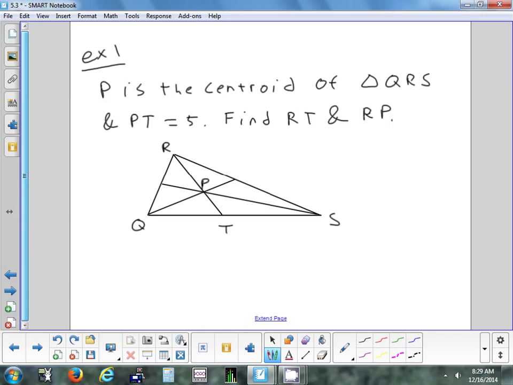Right, so let's see if we can find some lengths here. They told us that P is the centroid. So if we wanted, we could draw all kinds of congruent segments. I don't have everything labeled, but let's just call this A. RA and QA, those are congruent. QT and ST, those are congruent. And if we wanted to label that, RB and SB are congruent. Maybe we would use that fact if we were trying to do something with congruent triangles, but we don't need those for this problem.